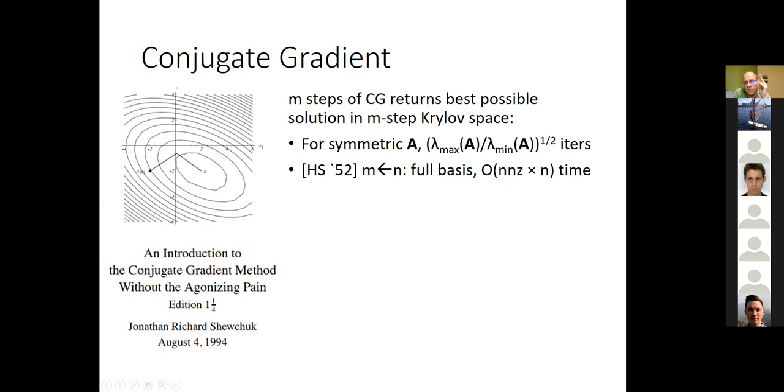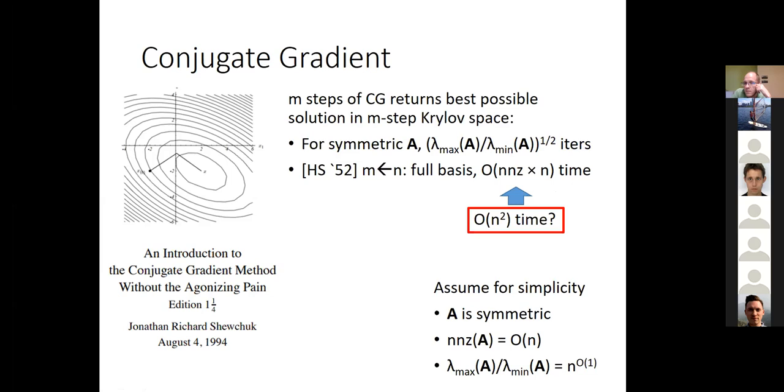This is not the setting in which conjugate gradient was first introduced. CG was actually first introduced with m set to n, which is you just take a full basis. You take b, you take Ab, all the way to A to the n minus 1 b. And what they proved is that this takes time that is order the number of non-zeros. Every time you multiply by the matrix A, it's just the number of non-zeros in the matrix that dominates the cost. So the overall cost of conjugate gradient is something like nnz times m. When nnz is close to n, isn't this just order n time?